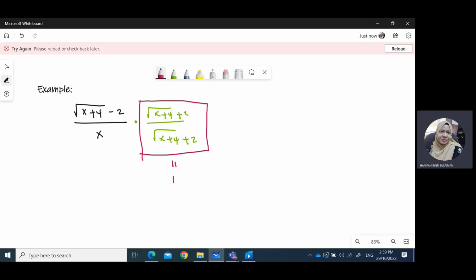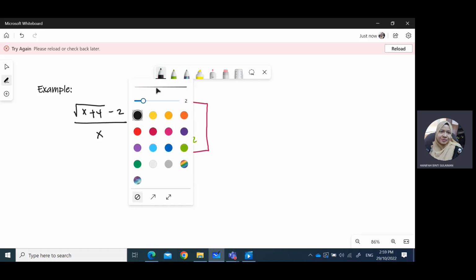So, makna kata dekat sini, kita tak ubah pun bentuk asal dia ataupun nilai asal dia. Kita tidak mengubah. Cuma kita darabkan dengan conjugate, pecahan conjugate sahaja. Sebab tu, bila you darab atas, kat bawah pun you kena darab benda yang sama. Okay, so selesaikan yang ini.